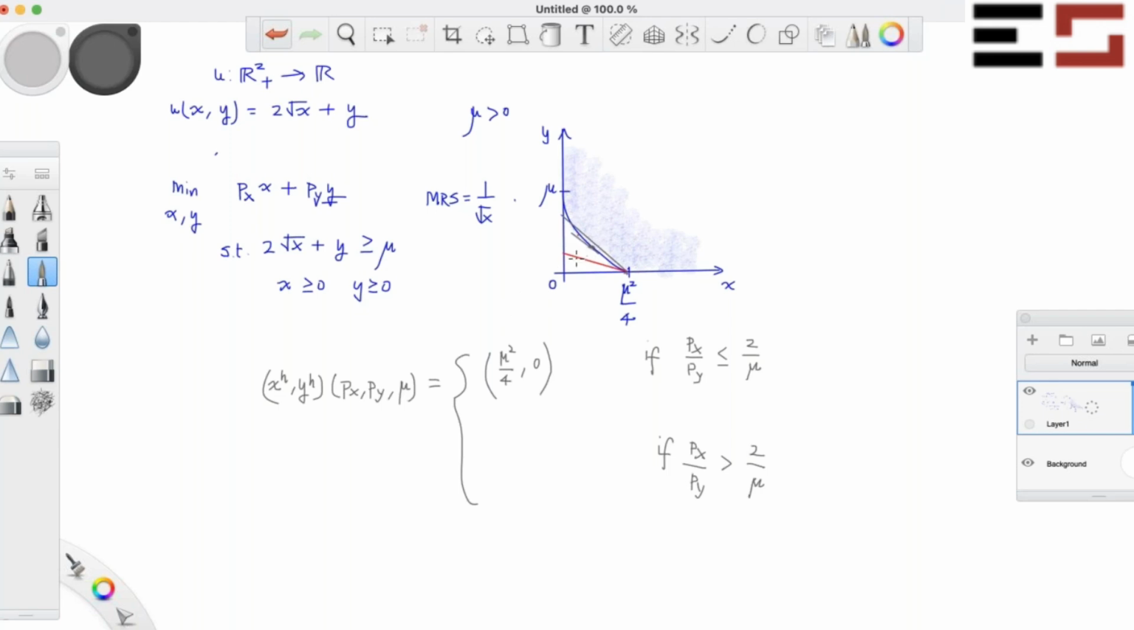So how will you calculate this point? How do you figure out this point? At this point, 1 upon root x equals px by py, which gives you what? X equals py by px square, right? Yes or no?